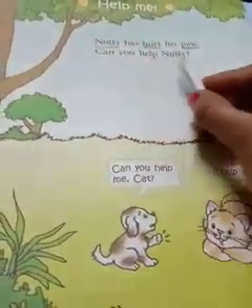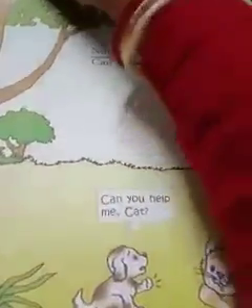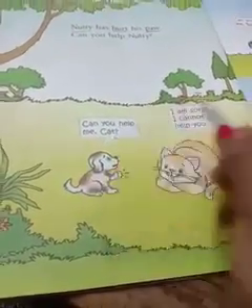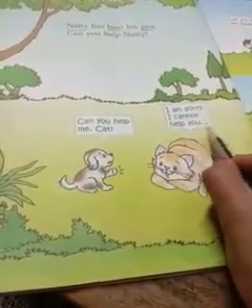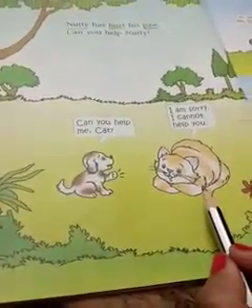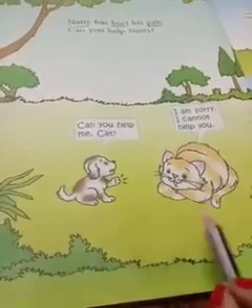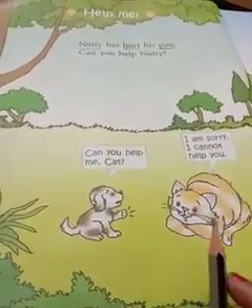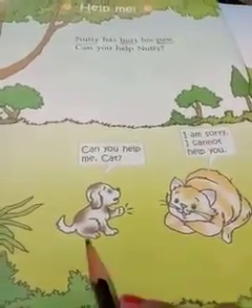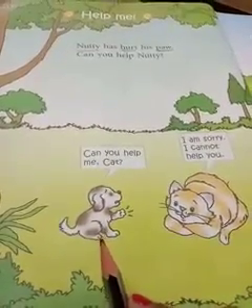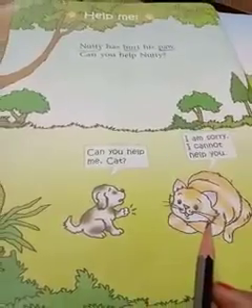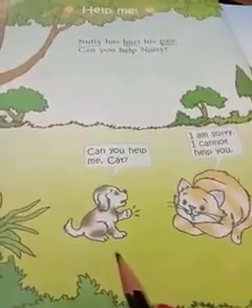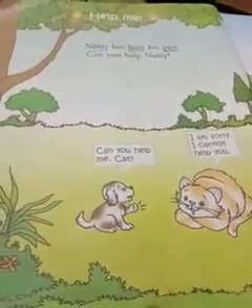Okay. Can you help Nutty? Who helps Nutty? Let us see that. Can you help me, cat? I am sorry. I cannot help you. Nutty goes to cat and he is saying that, can you help me, cat? And in reply, cat is saying that, I am sorry, Nutty. I cannot help you. Nutty is saying that, cat, kya aap meri madad kar sakte ho? And in return, what cat is saying? Mujhe maaf karo, Nutty, main tumhari madad nahi kar sakta. Okay?